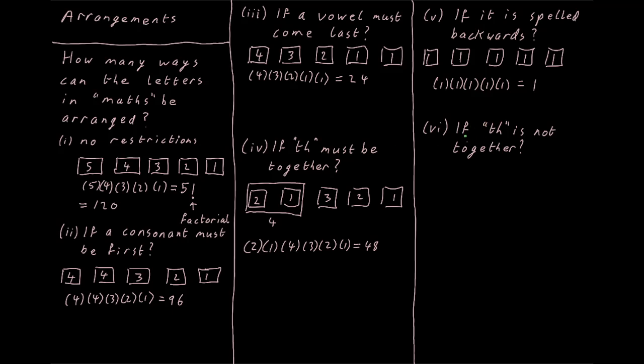Now, how many ways could we do this if T and H is not together? So this builds off of work we've already done in this question, because it would be quite complicated to figure out all of the different ways that T and H could not be together. But it's a lot easier to think about the total number of ways that I can arrange these letters. I can do this 120 different ways in total. And I know that of those 120 ways, 48 of them have T and H together.